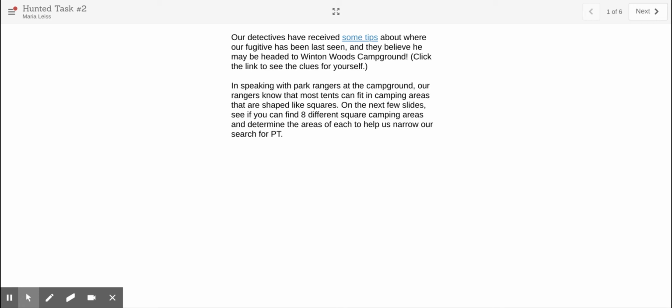You learned in Task 1 and in class that we are searching for a fugitive on the run. We're helping local law enforcement and the FBI find this fugitive and capture him because we want to win a prize, and we want to keep him from winning a prize. For Task 2, we have gotten our first clues. You've got a link to the clues here. You might want to pause this video and read through them. Come back to this video after you have read through those clues.